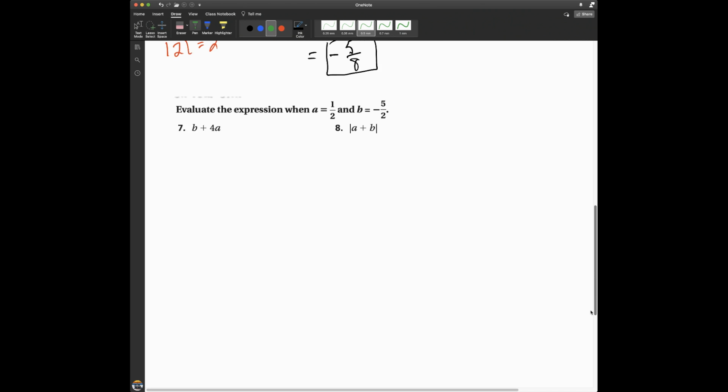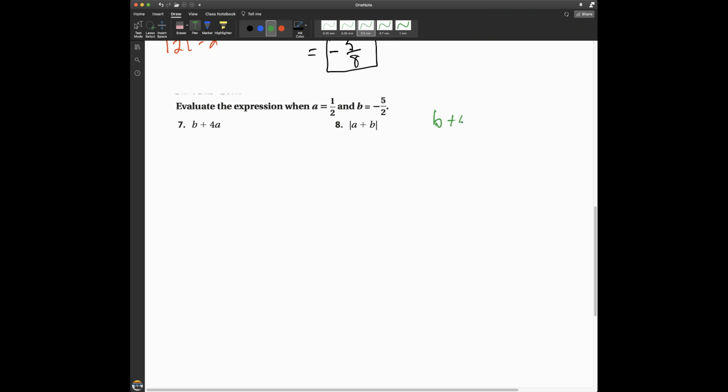Here's another type of problem that we have where we have to evaluate an expression. Remember the difference between an expression and an equation? Remember, equations are things like b plus 4a equals something. This is an equation because of the equal sign. Okay, so if you don't see an equal sign, then these are expressions.